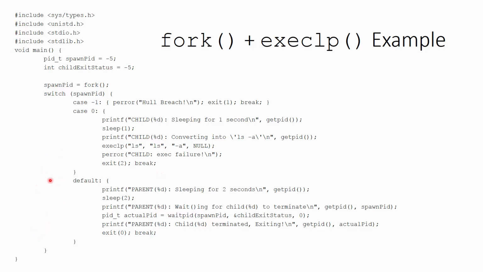All right, so in the default case, this is if the parent is going to hit this code. The parent says that it's sleeping for 2 seconds, and note that it's printing out its process ID, and here the child is printing out its actual process ID. The parent says that it's waiting for the child to terminate, and then it calls waitpid, which does block the parent. The parent will not continue any further until the child actually terminates. Once it finally does, the parent wakes up and says the child terminated, and it talks about the actual process ID that was returned, and then exits itself with a normal value.